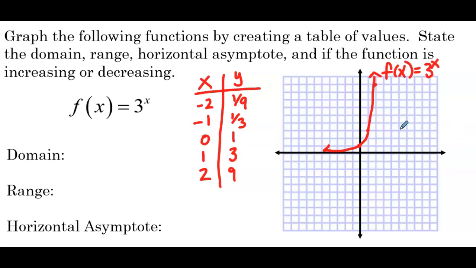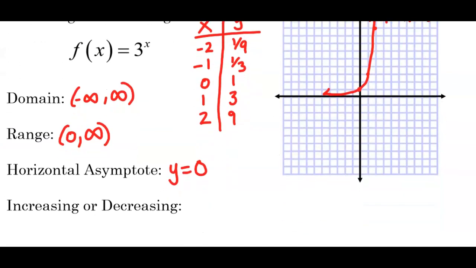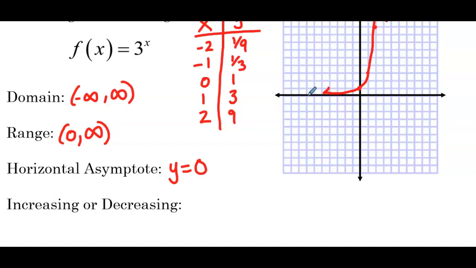So as we go left to right to determine the domain, well, that's all reals. So -infinity to +infinity. The range, well, we start with those really small fractions that never actually get to 0 and then go up from there. So we're going 0 to infinity. The horizontal asymptote, well, we get close to the x-axis, and that's y equals 0. And then increasing or decreasing. Well, as I work from left to right, the y values get larger, so our function is increasing.